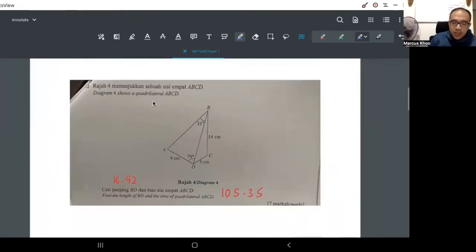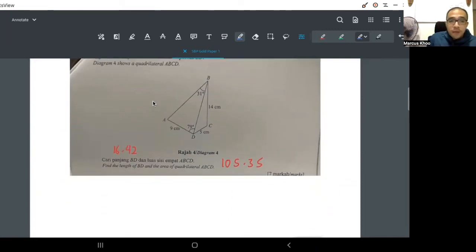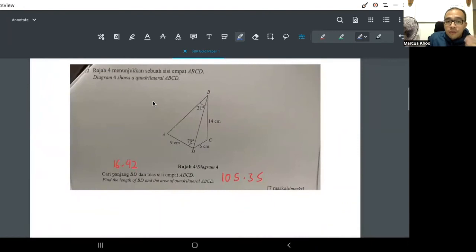So this is the other strange question in section A, paper 1, which is the solution of triangles question, which shouldn't be appearing here, but it came out anyway. So let's just answer this. Quadrilateral ABCD, find the length of BD and the area of the quadrilateral. Obviously, for the area of the quadrilateral you need to find the area of both triangles and add them together. So this will be ABD plus BCD. But let's focus on finding the length of BD first.